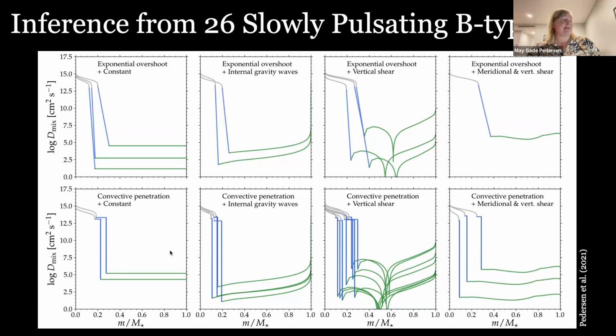What we do see, though, is that there is a higher number of stars in this bottom row, meaning that a higher number of stars prefer having this convective penetration prescription for the mixing in the convective boundary mixing region. And also there's quite a high number of stars that tend to prefer having this kind of stratified envelope mixing, which you can obtain when you have rotational mixing inside the stars.